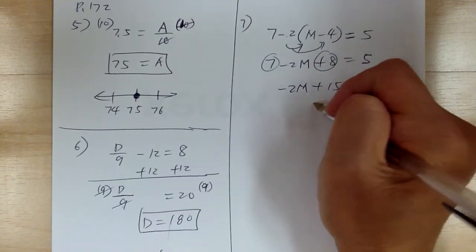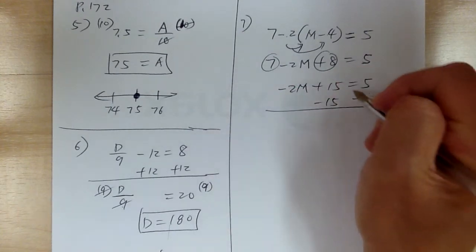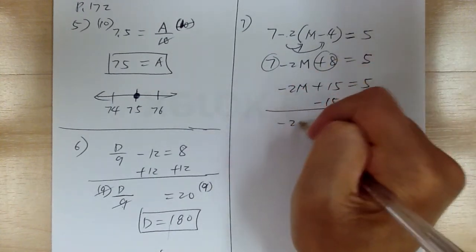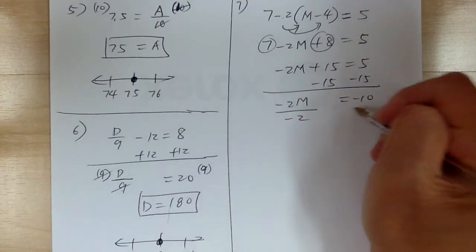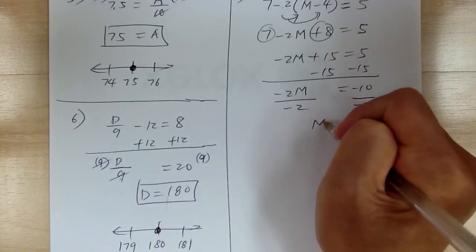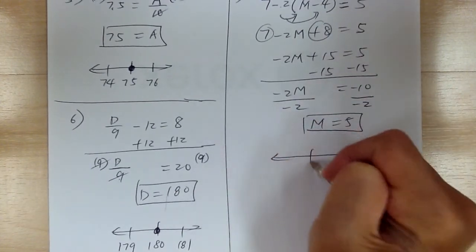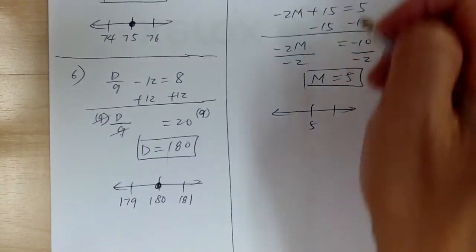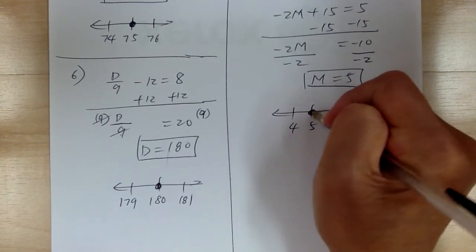So now you're going to undo the 15, so you have to minus 15. So they will cancel out. So you got minus 2m equal to negative 10, divided by negative 2, divided by negative 2. So m is equal to 5. Okay. And then your graph, so it's 5. Again, if you just go step by step, it's very quick. Okay, and you put a dot over here.